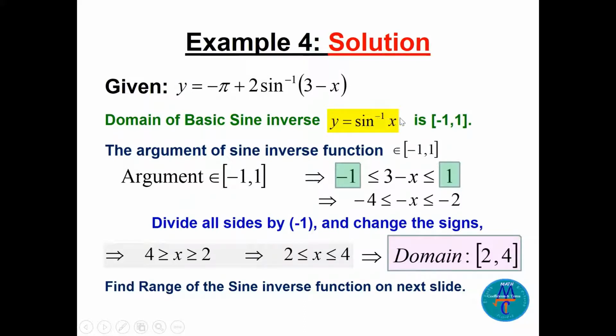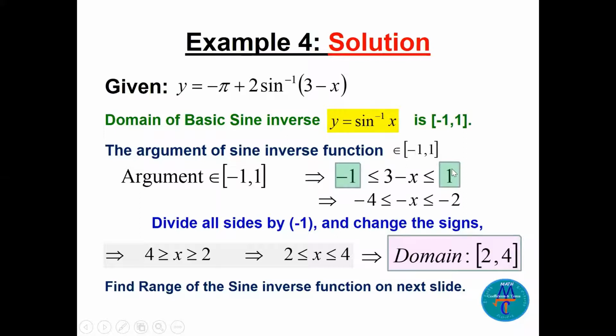Because here the argument is only x. So the argument belongs to -1 to 1. Let's take the new argument of our function, which is 3 minus x. See, in the domain, I don't use this coefficient. I don't use the minus pi. That's for the range. Now for the domain, I take the argument between closed minus 1 to 1.